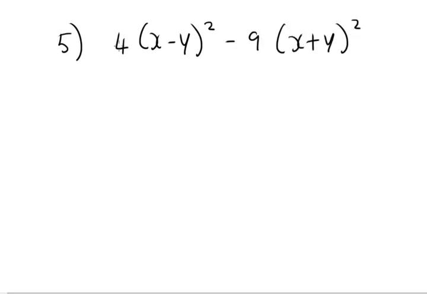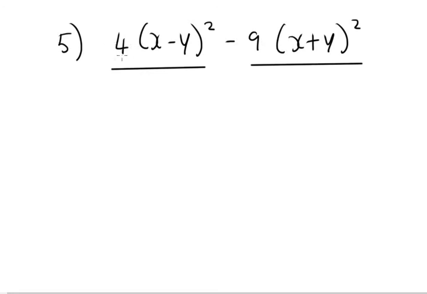Right, if we have a look at number 5, you've got your (4x minus y) squared minus (9x plus y) squared. So similarly over here, it's probably a bit of a tricky sum, but the same criteria applies. So do we have two terms? The answer is yes. There's one term, there's another term. Is there a negative in the middle? Yes. Are both terms perfect squares?